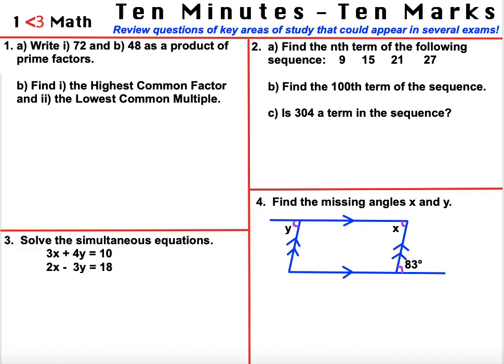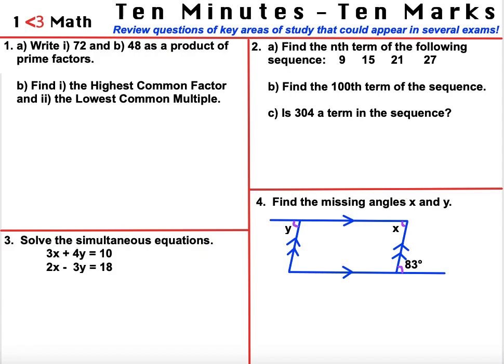So question 1a says write 72 and 1b, 48, it should say 248, but that doesn't matter, as a product of prime factors. So we're having to write 72 and 48 as a product of prime factors. Then part B1, we're going to find the highest common factor, and part B2, we're going to find the lowest common multiple. So first of all, we'll write 72 as a product of prime factors.